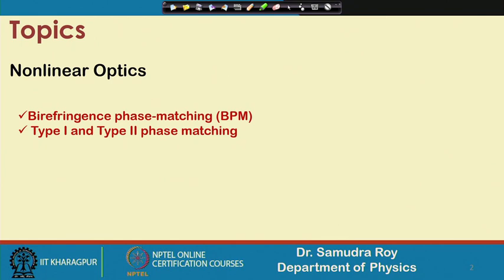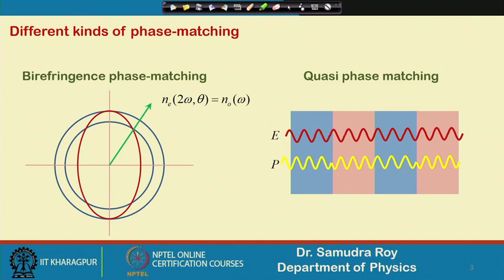Birefringence phase matching we will learn in detail, and in birefringence phase matching there are two types, type 1 and type 2. We are also going to learn what these type 1 and type 2 phase matchings are. So, this is the structure of birefringence phase matching and quasi phase matching. This is the old picture, but it is a very important one. One should understand what birefringence phase matching is.